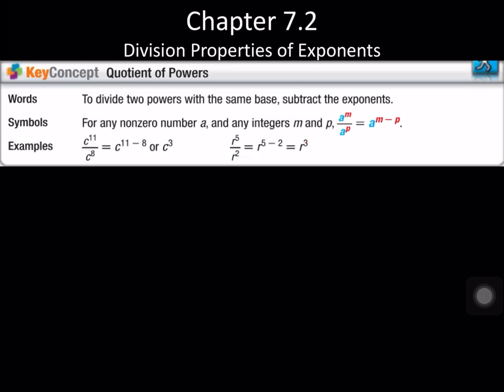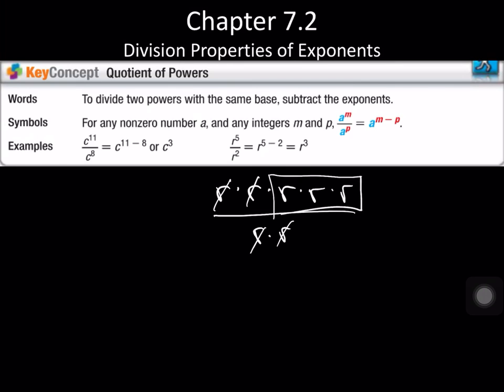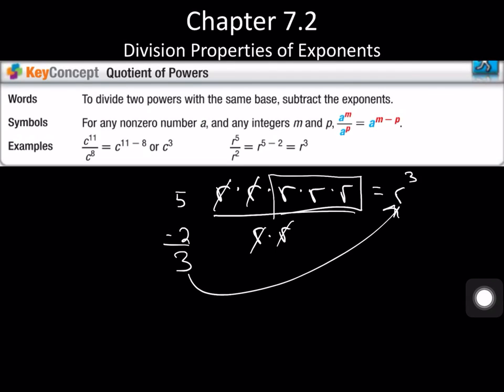Now that one's a little smaller, so I'll show you what happens over here. That means that we've got r times itself 5 times in the numerator, r times itself twice in the denominator. And so simplifying fractions, r divided by r is just 1. It cancels. R divided by r, 1. It cancels. And now r times r times r is what I have left over, which is r cubed, right? So there were 5 r's on top. There were 2 r's on bottom. 5 minus 2 is 3. And that's why we have r cubed.